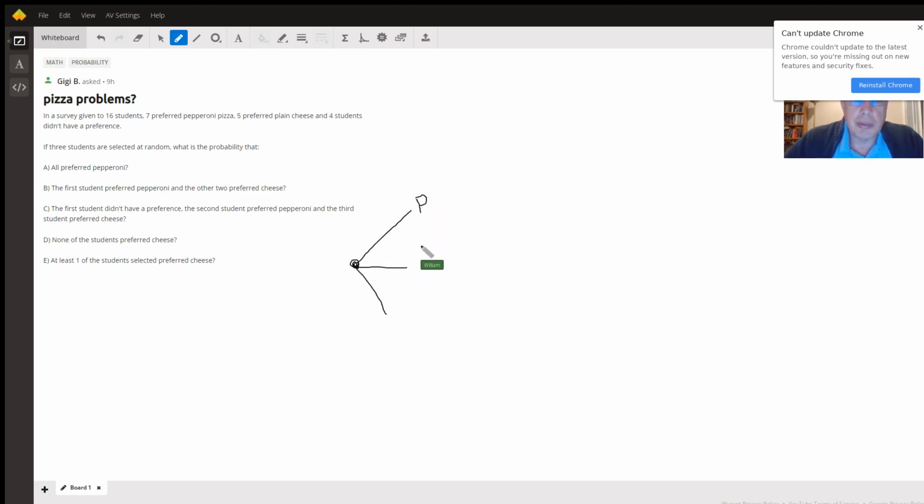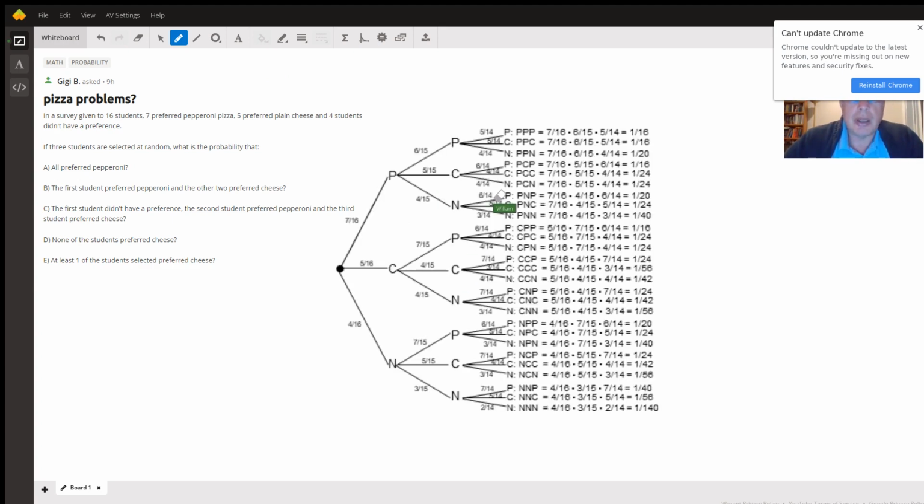That student could either like pepperoni, cheese, or have no preference. So we can just label that pepperoni, cheese, or no preference, and then the second student picked has the same possibilities, pepperoni, cheese, or no preference. And you do the same thing a third time. And you'd complete this entire tree, and it would have all the possible scenarios that could happen. I've already done that here. I have a tree complete for this scenario.